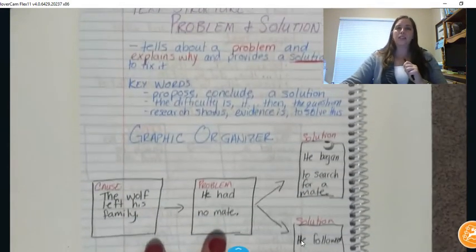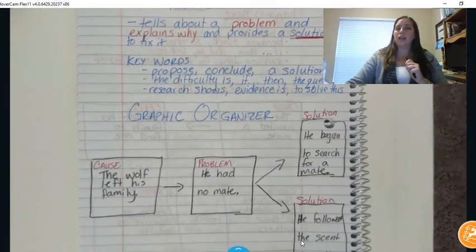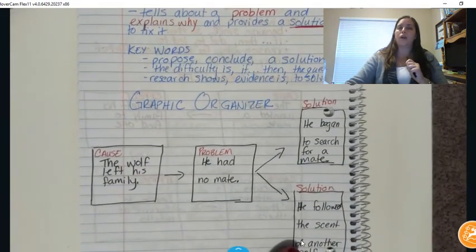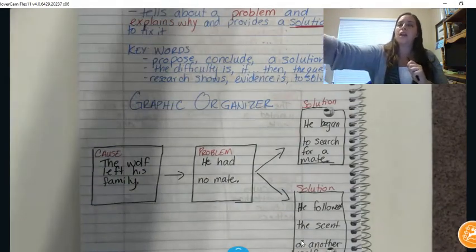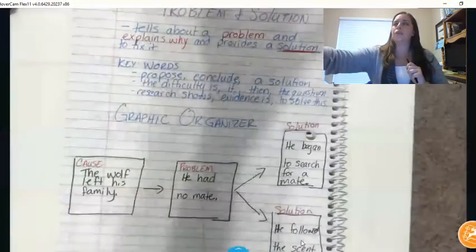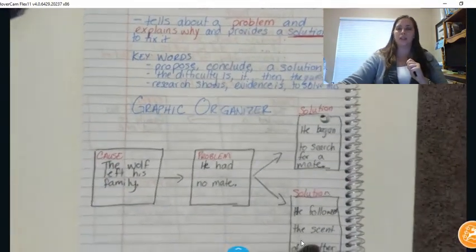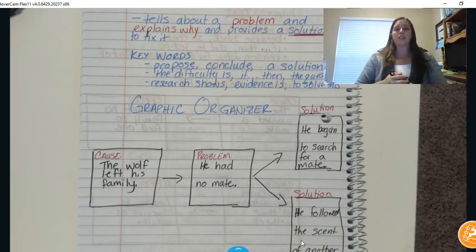Okay, once again, this is our problem and solution text structure. If you need to, go ahead and hit pause so you can write down all of these lovely pieces of information on here. And if you need to, you can always go into the virtual notebook and it is there as well. Be ready to discuss this with your teacher.